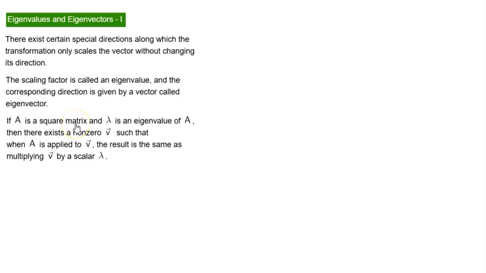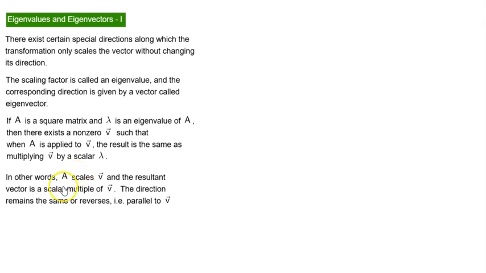If A is a square matrix and lambda is an eigenvalue of A, then there exists a non-zero vector such that when A is applied to the vector, the result is the same as multiplying the vector by a scalar lambda. In other words, A scales the vector and the resultant vector is a scalar multiple of the vector. The direction remains the same or reverses. That is parallel to the vector V.